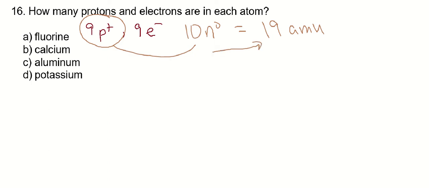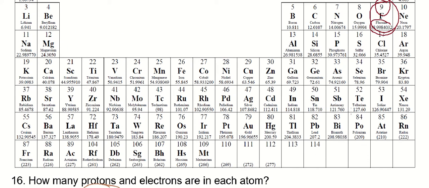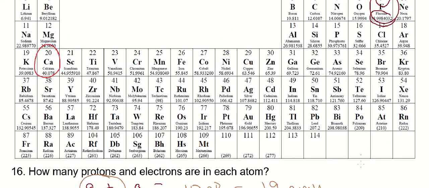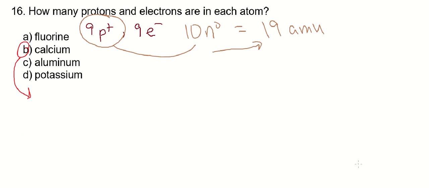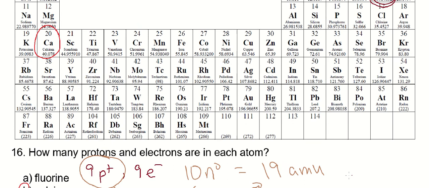All right, let's move a little faster here. Let's do calcium, number 20 on the periodic table. For calcium, that tells us there are 20 protons. Again, the atomic number tells you the number of protons. So there are 20 protons. And since they're positive, we must also have 20 electrons in a neutral calcium atom, which all of these are neutral atoms.